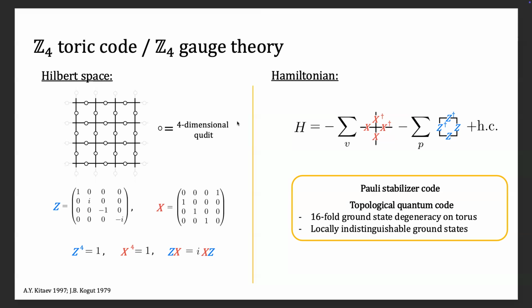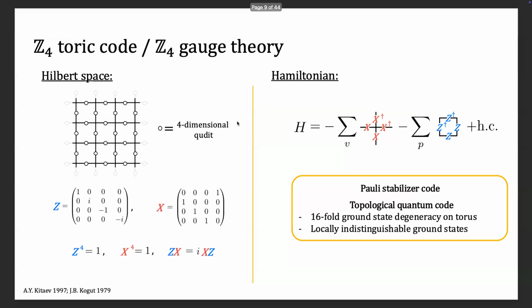So in this particular example, the Z4 toric code, there is actually a 16-fold degeneracy. Here the degeneracy on the torus is proportional to the number of anyons. In the Z2 toric code, the E anyon and M anyon are of order 2, so we have 2 times 2 equal to 4 different degeneracy. And here, the E anyon and M anyon have order 4, so 4 times 4 equals 16. So you have a 16-fold degeneracy in this Hamiltonian.